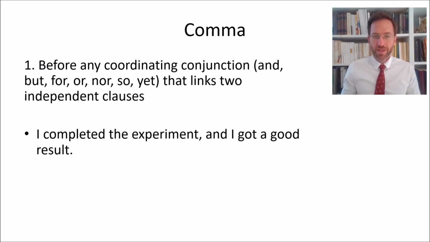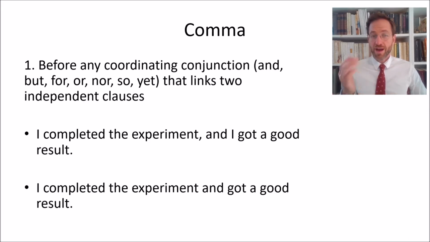With this example, I completed the experiment and I got a good result. Those are two independent clauses. I completed the experiment and I got a good result. Now you may be looking at this thinking like, I don't know if I'd put a comma there. And you might not, but you would have to change it. And I could change it by making one of them no longer an independent clause. And that would be by doing the most common way, just take out the subject of the second one. So it could look comma-free like, I completed the experiment and got a good result. Both work. Both are correct.